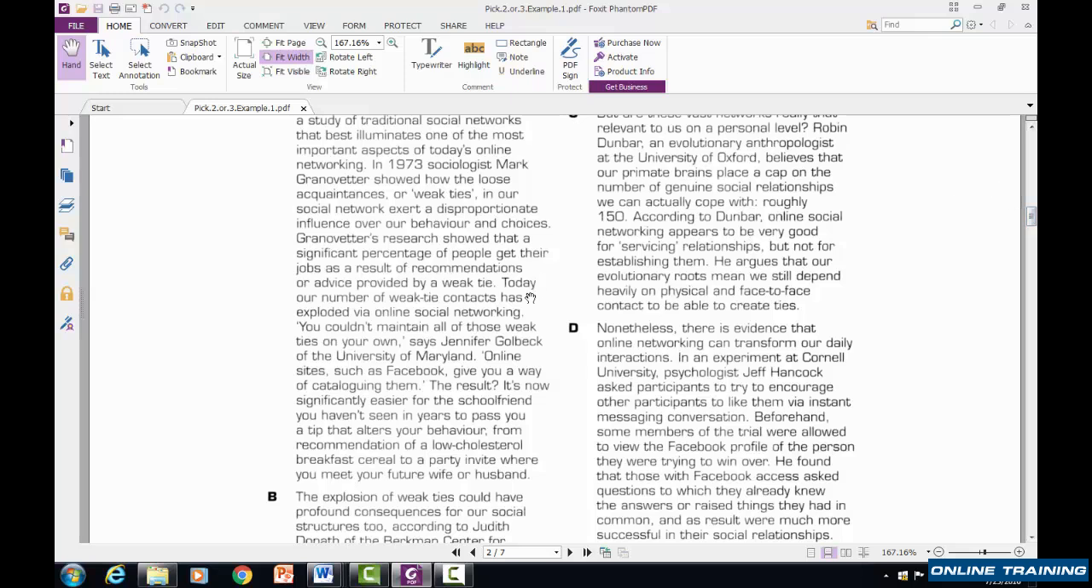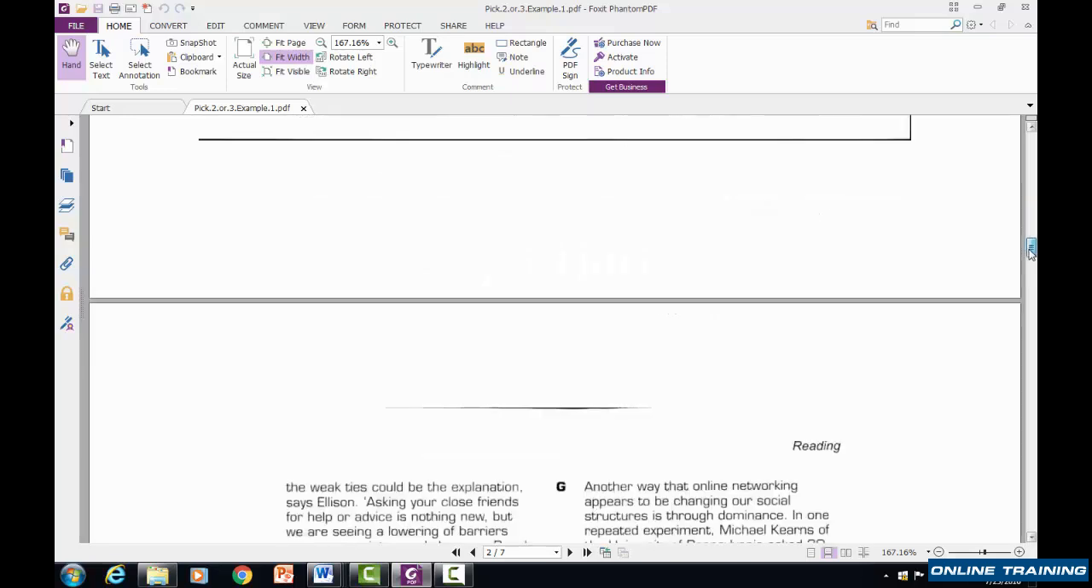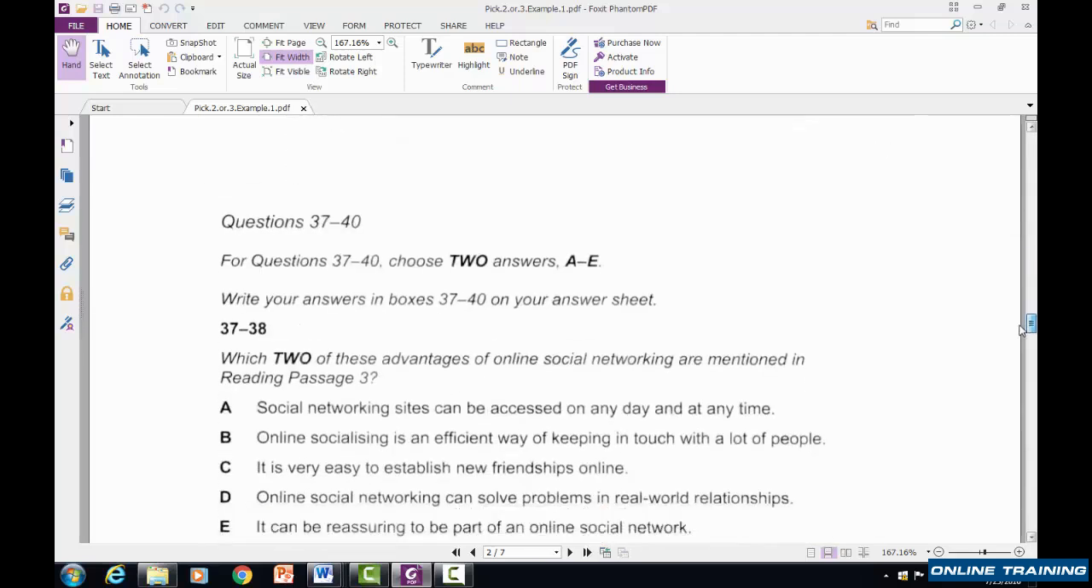All right. It also tells us that today our number of weak tie contacts has exploded via online social networking. You can maintain all those weak ties on your own, right? So you can maintain all your ties on your own. That's the reason why our answer is an efficient way of keeping in touch with a lot of people.